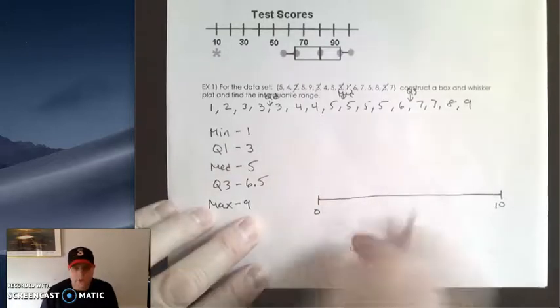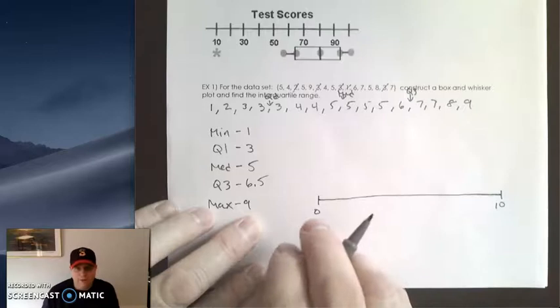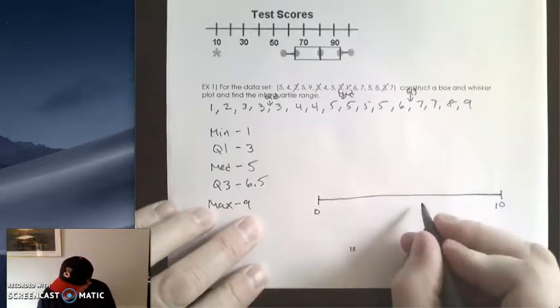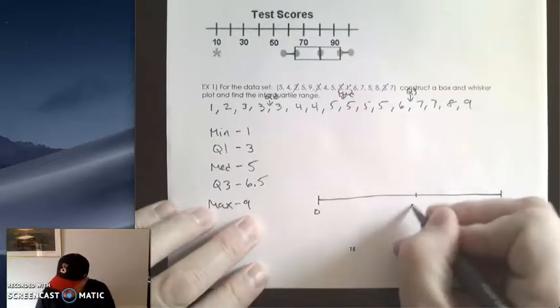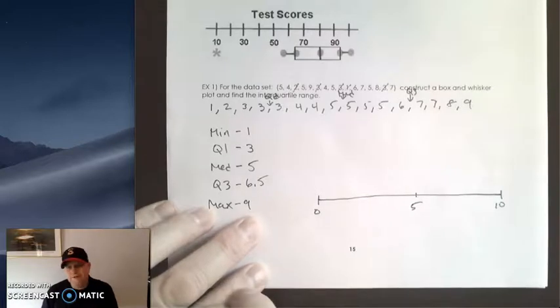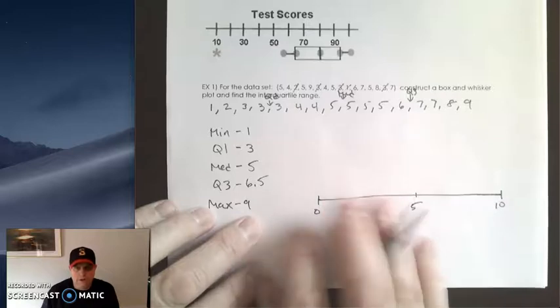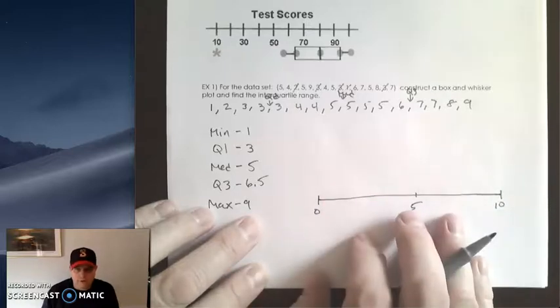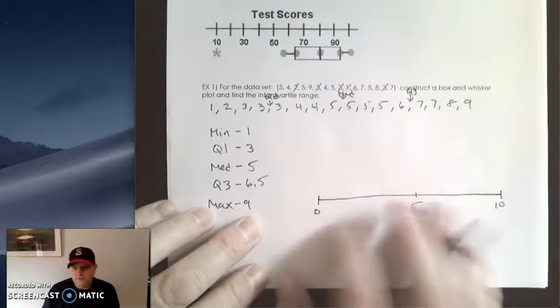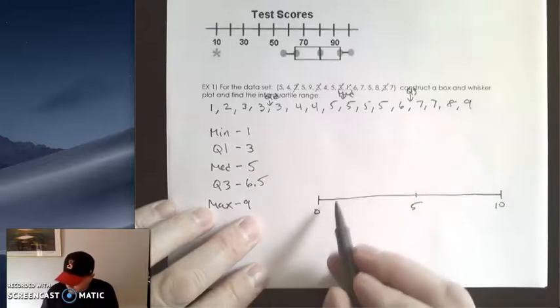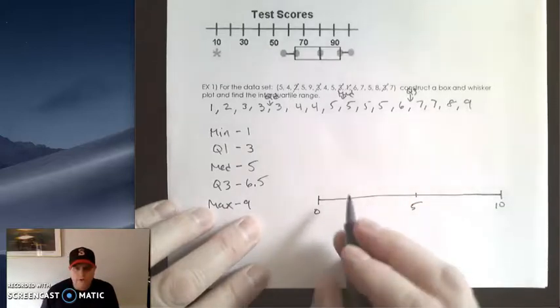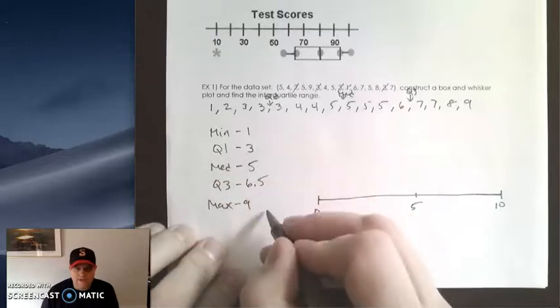So I want to make sure that my box plot is within the number line that I'm constructing. And I'm going to just put the middle number right here, 5. Now, it doesn't have to be super accurate because right now the number line is just for reference for our box plot. So if it's a little off, that's fine.